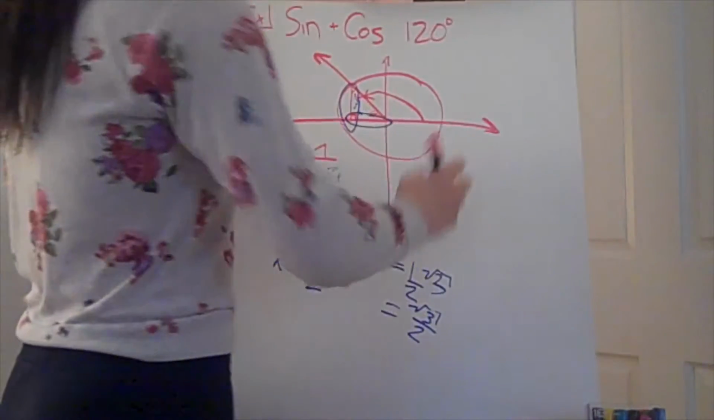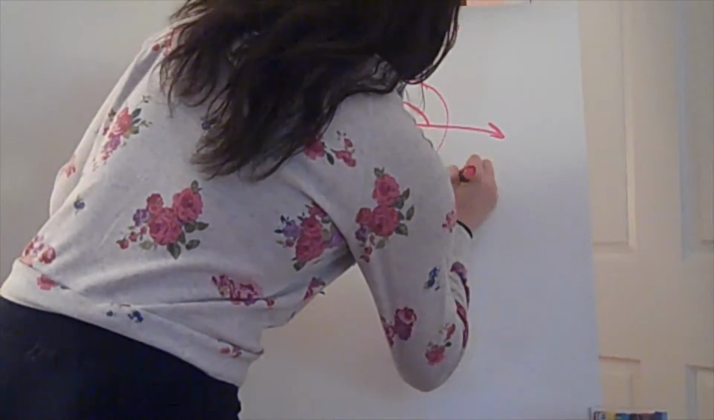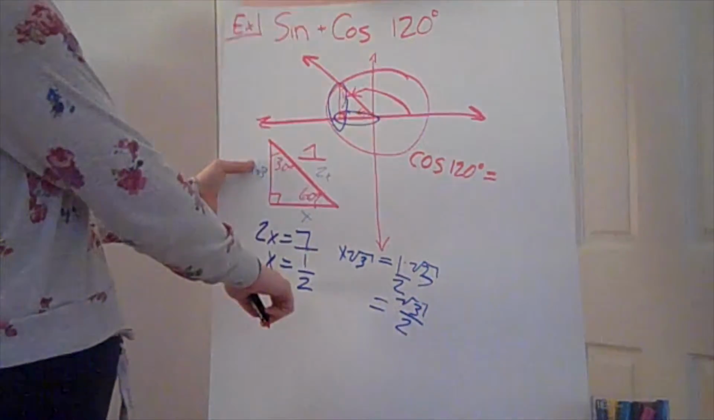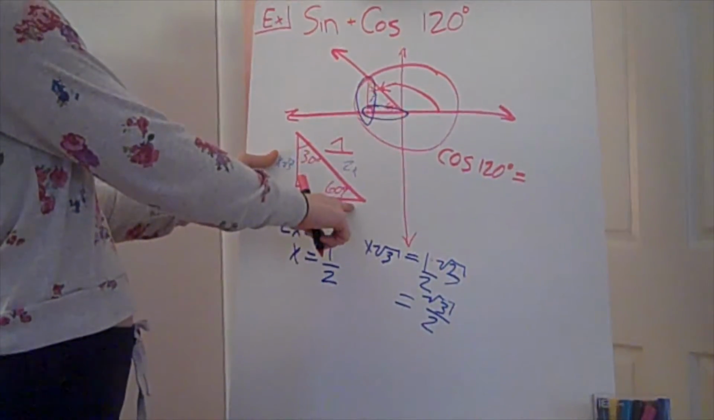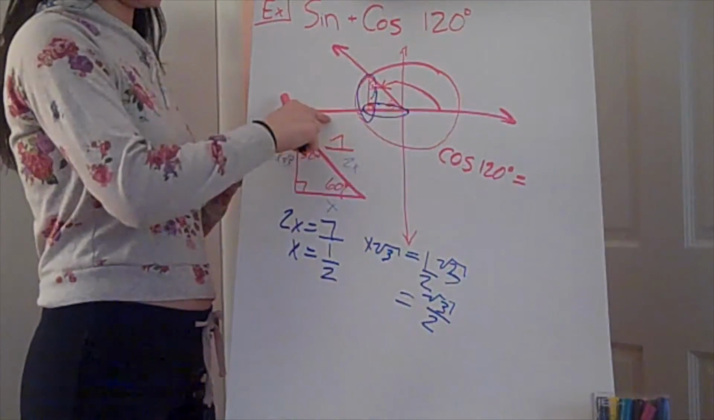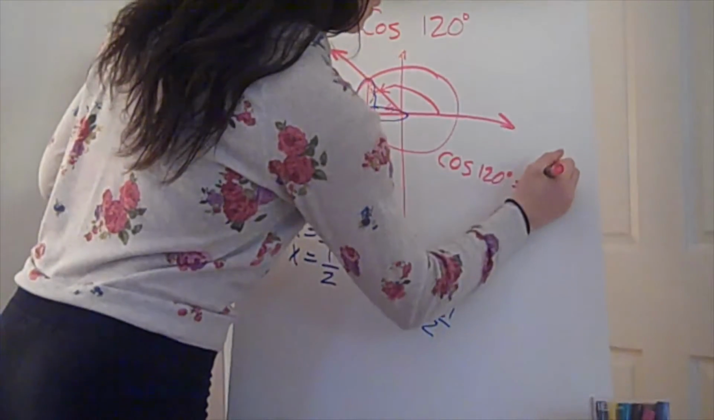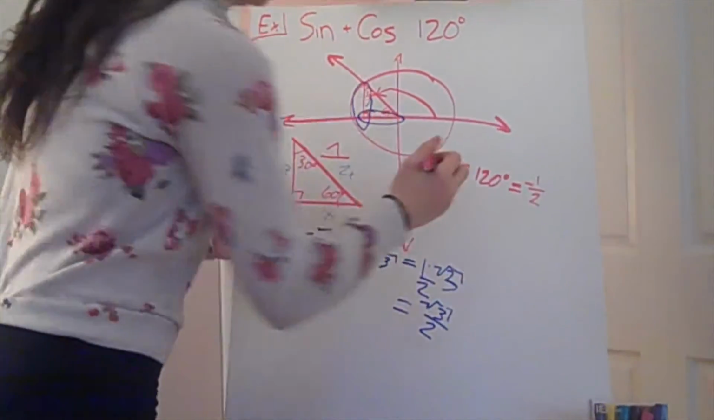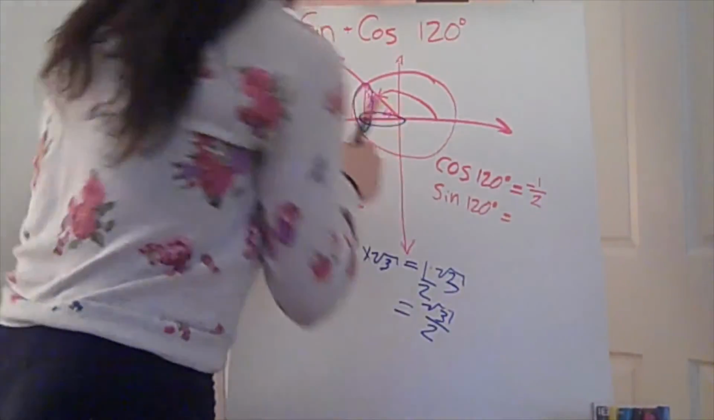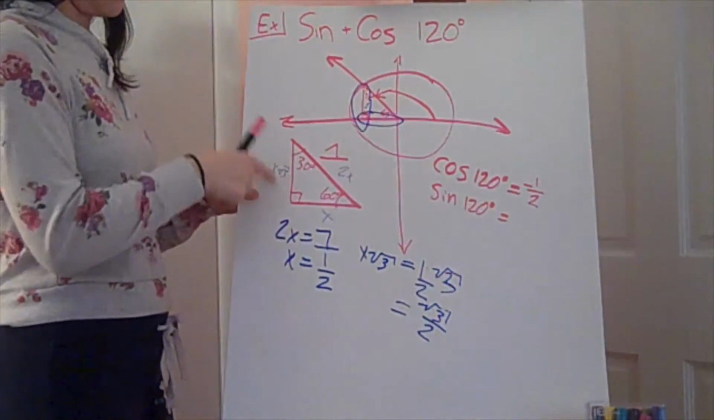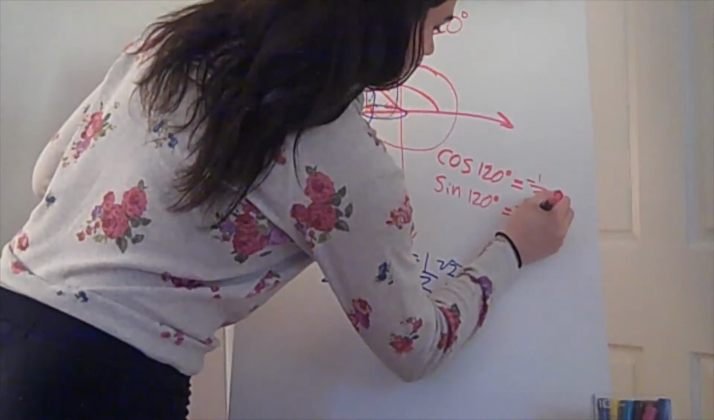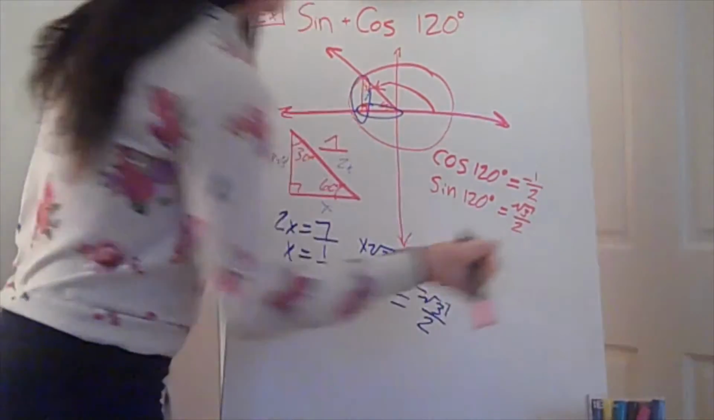So then over here we can say cosine of 120 degrees is equal to, well, we said x is here, which is the x value, so it's going to be the 1/2. But since we're in the negative direction, it's going to be negative 1/2. And then sine of 120 degrees is the y value, which is the square root of 3 over 2, and it's in the positive direction, so the sine of 120 is going to be square root of 3 over 2.